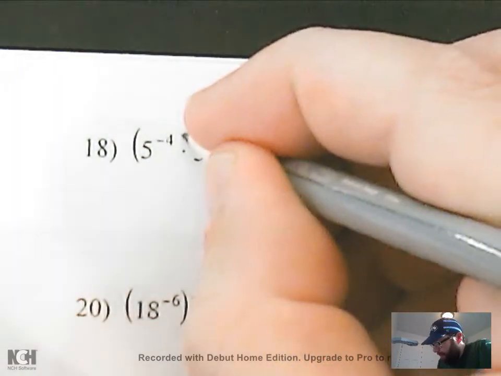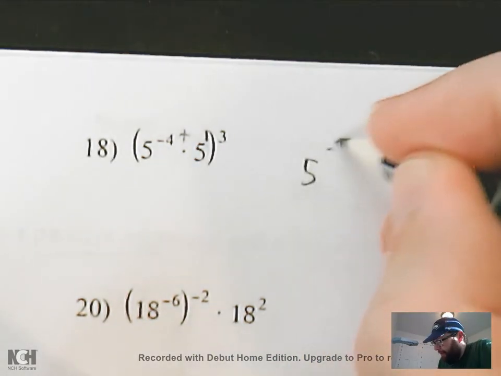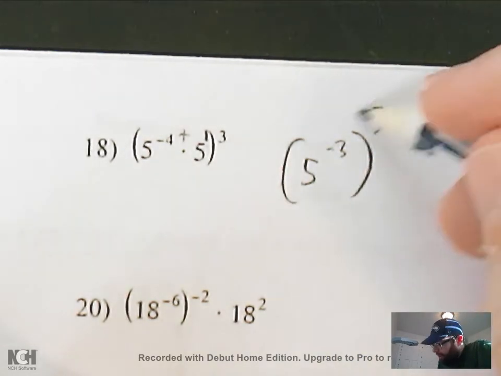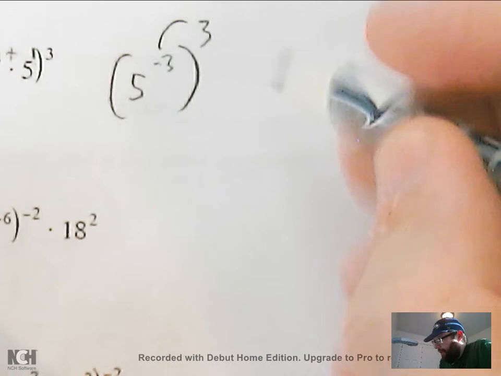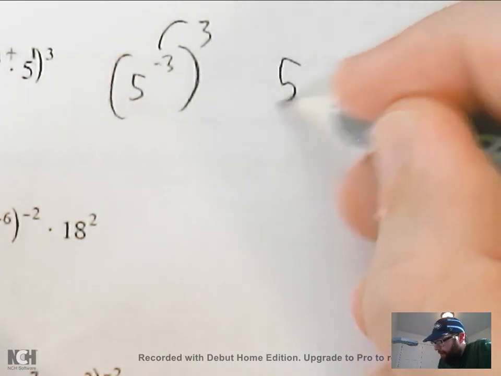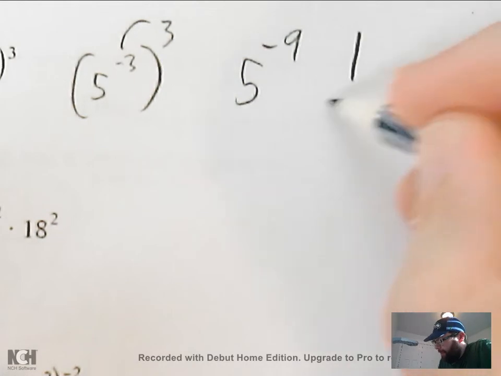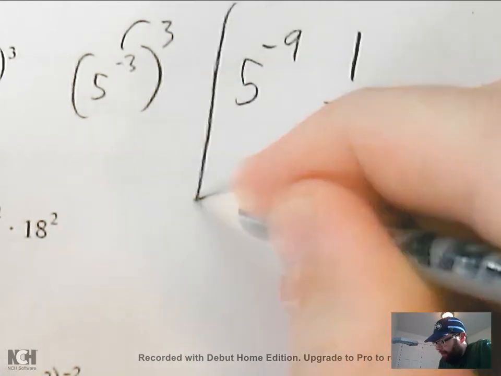So, you would just add them. Negative 4 plus 1 is negative 3. So, we have 5 to the negative 3 being raised to the third power. Then, we would just multiply the exponents. Negative 3 times 3 is negative 9. 5 to the negative 9. And then we'd make that positive by moving it downstairs, 1 over 5 to the 9th. And that is my two answers.